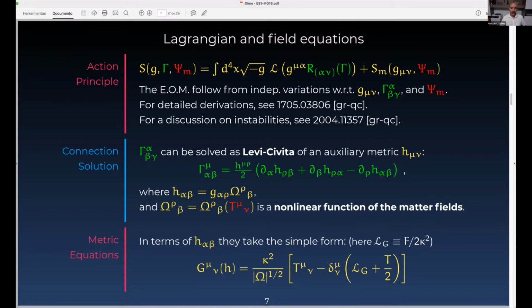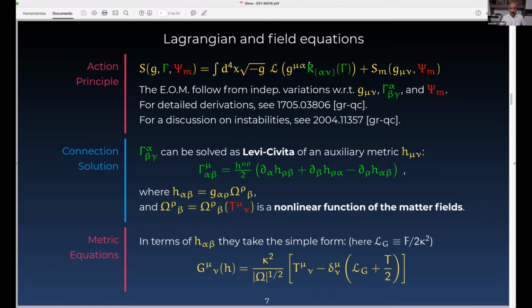So the important thing is that in metric affine theories, the field equations are typically second order, but it is not a guarantee that the theory is free of instabilities. But if you consider the symmetric case, so when the theory is projectively invariant, then ghost-like instabilities are not present. So these theories are safe from that part.